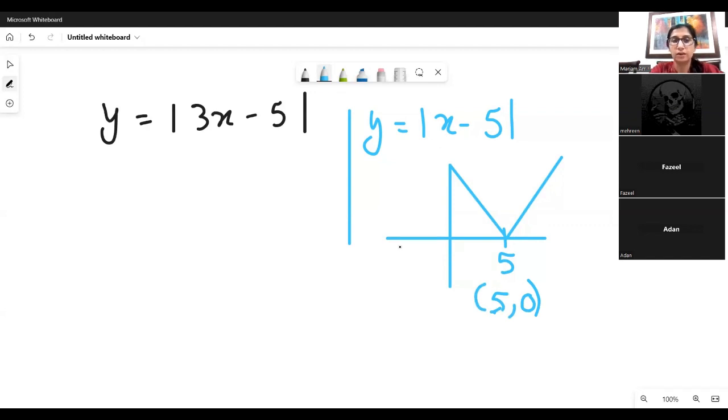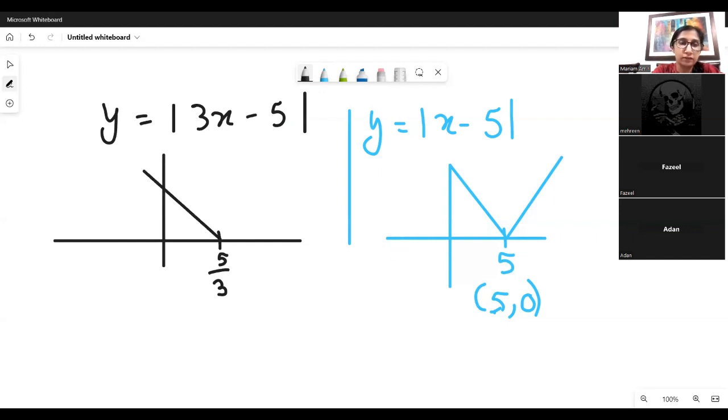It's 5, 0, exactly. So keeping that in mind, how do you find the x value of the turning point? You just equate this function to 0. So what is the value of x, Adhan, when you equate 3x minus 5 to 0? 5/3. So the x value would be 5/3, and there's no value being added or subtracted outside of the modulus function, so y is 0. So the turning point is going to be 5/3, 0. So you draw a graph like this.